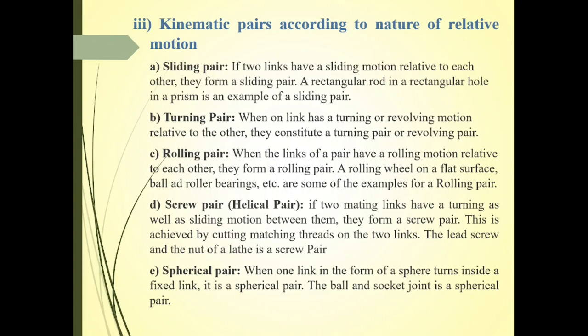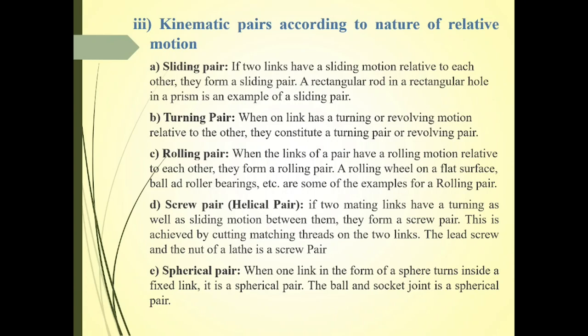The rolling pair. When the links of the pair have rolling motion relative to each other, they form a rolling pair. A rolling wheel on a flat surface, and ball and roller bearings, etc., are some examples of a rolling pair.